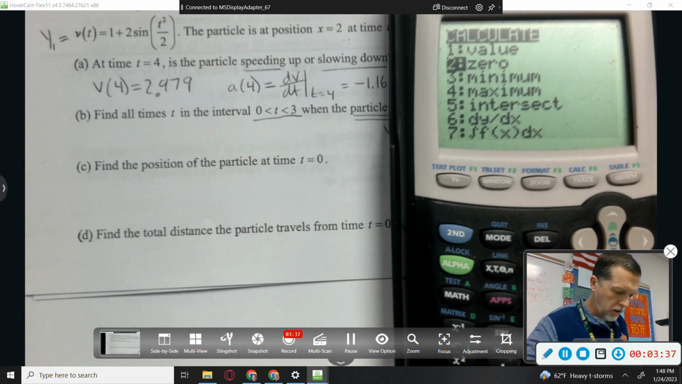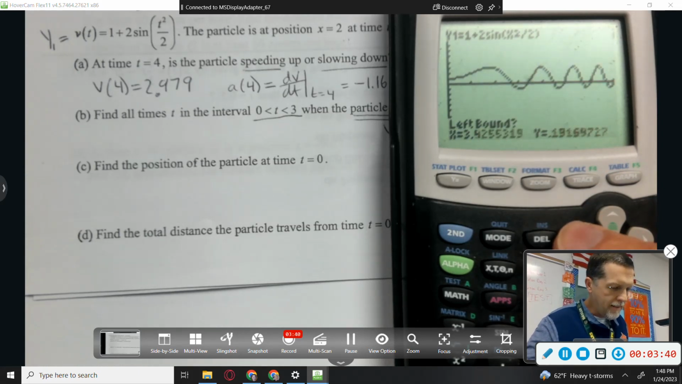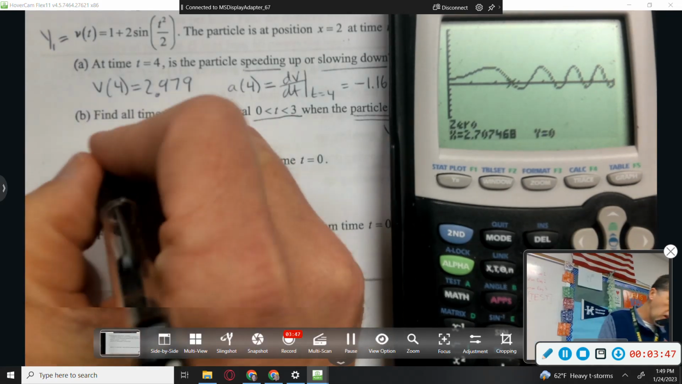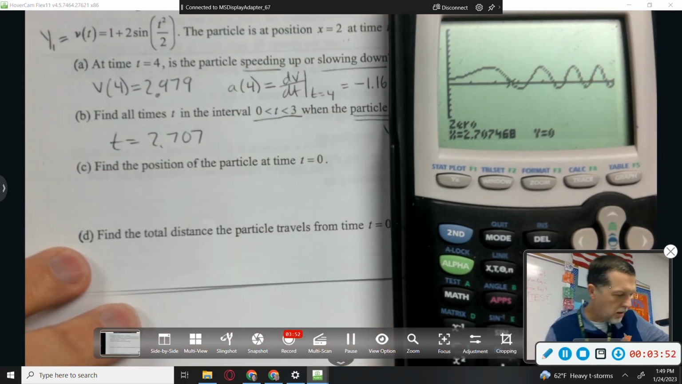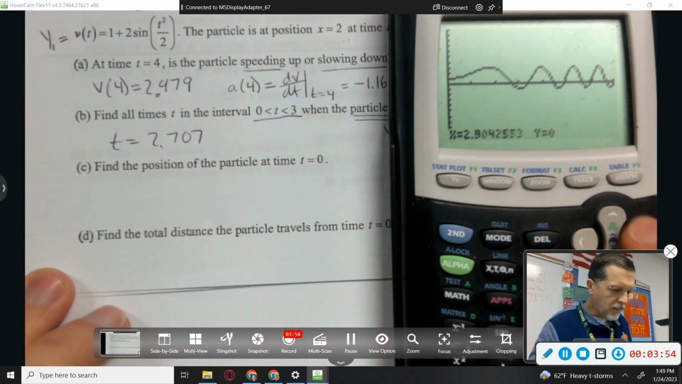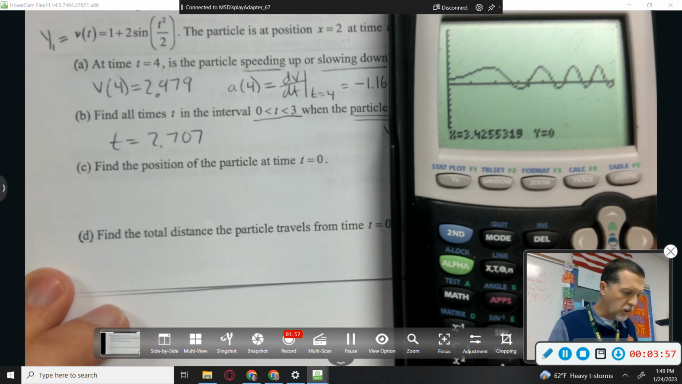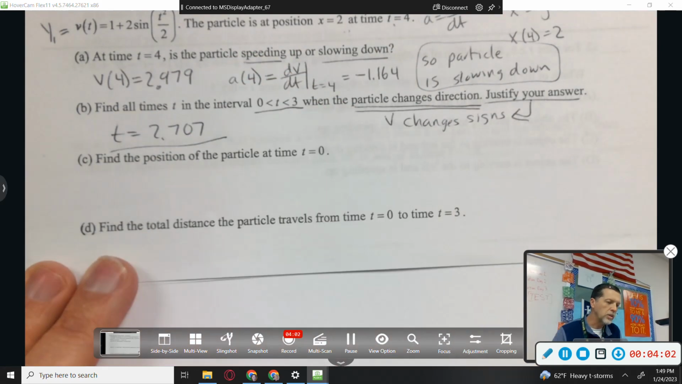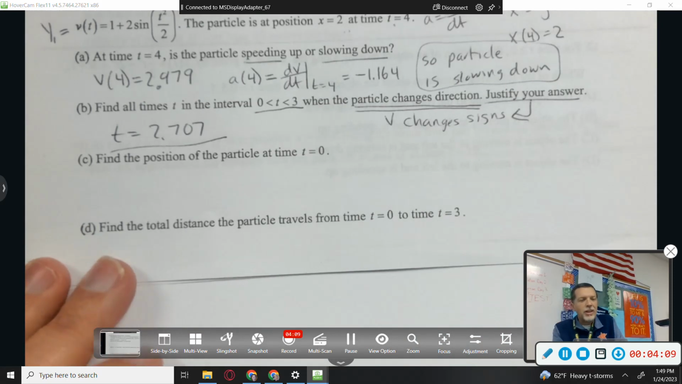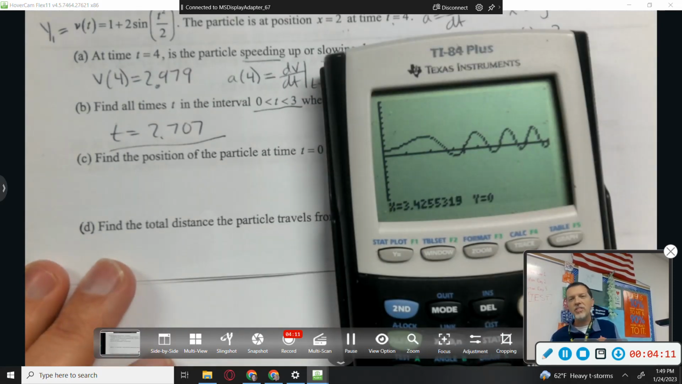Second calc, zero. Left bound, right bound, guess. T equals 2.707. It changes signs lots more times, but those are all after 3, so I don't have to worry about those. So that's a nice one. There's only one answer there. Justify your answer: yes, I did that. V changes signs. I don't have to say any more because they know I have a calculator and I'm just looking at when my graph changes signs.